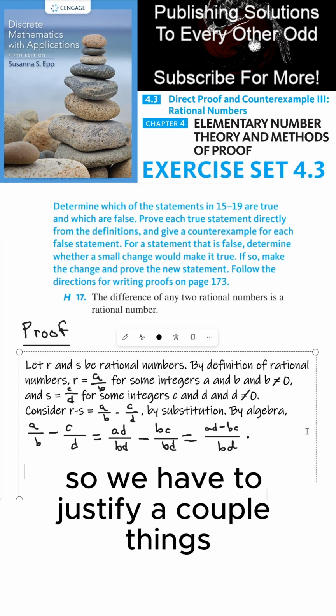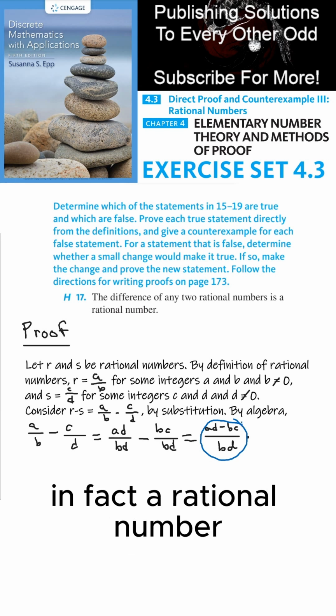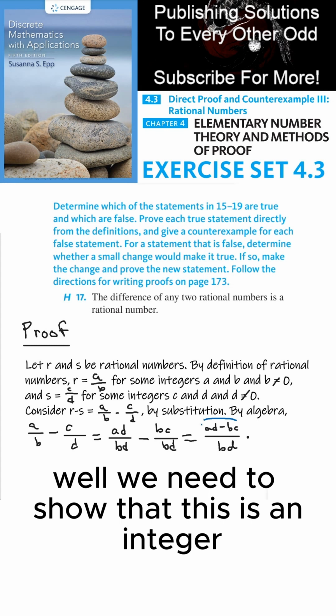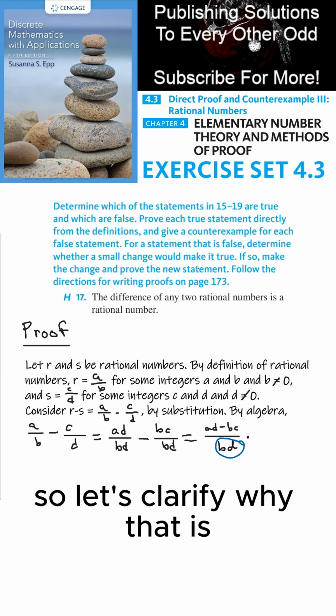So we have to justify a couple things. We have to show that this whole fraction is in fact a rational number. How do we do that? Well, we need to show that this is an integer and that this is an integer that's not equal to 0. So let's clarify why that is.